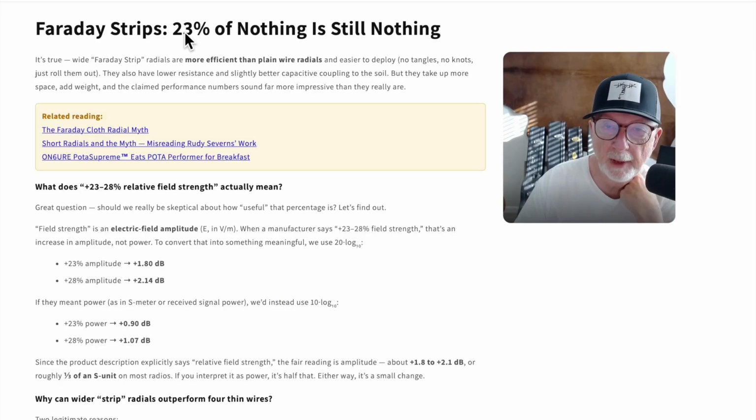All right, Faraday strips, 23% of nothing is still nothing. I think we see where this is going. It's true, wide Faraday strip radials are more efficient than plain wire radials and easier to deploy. No tangles, no knots, just roll them out. They also have lower resistance and slightly better capacitive coupling to the soil, but they take up more space, add weight, and the claimed performance numbers sound far more impressive than they really are.